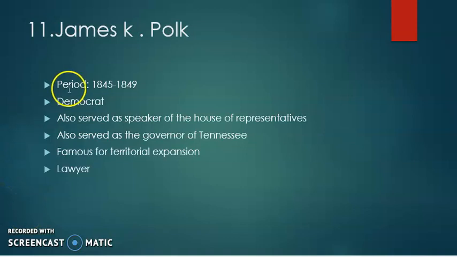James K. Polk was the 11th president of USA, and his rule was from 1845 to 1849. He was from the Democratic Party, and he also served earlier as Speaker of the House of Representatives and as Governor of Tennessee. He was famous for territorial expansion, so he is known as an expansionist as well, and he was a lawyer too.